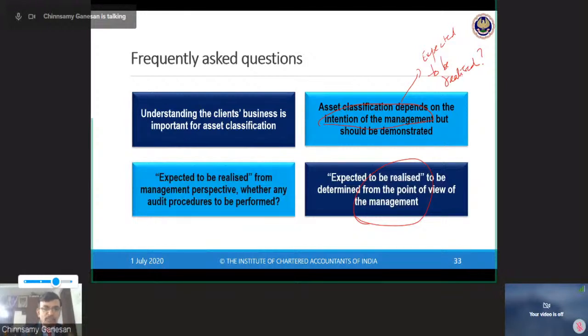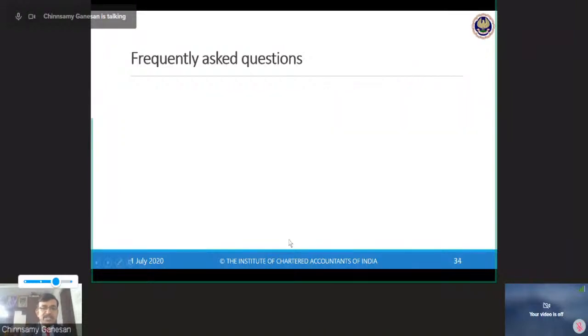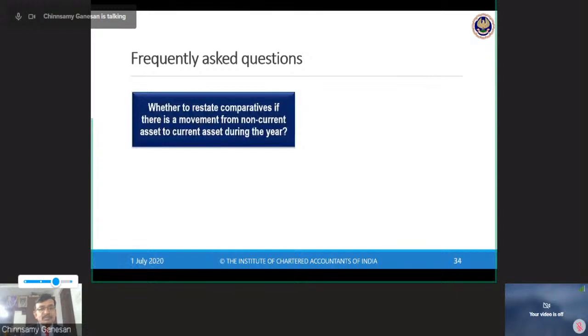You can only ask them to prove you have an expectation to realize this particular debtor. How is it going to happen? Two years it is not collected. Maybe they have entered into an agreement by means of discounting that with another party or something like this. Some evidence or some negotiation might have come in. That should be demonstrated. Okay, this is something additionally you have to understand.